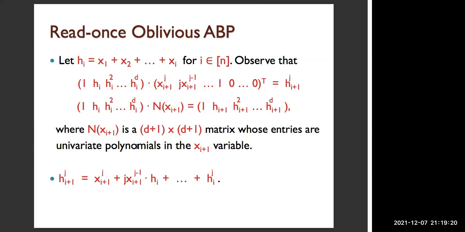These matrices can be of varying size, right? But this is the point. I can express any power of a linear form as a product of univariate matrices, and the ordering of the variables is very precise here. The first matrix has variable x1, the next matrix x2, and so on. And this I can do for any power of a linear form.